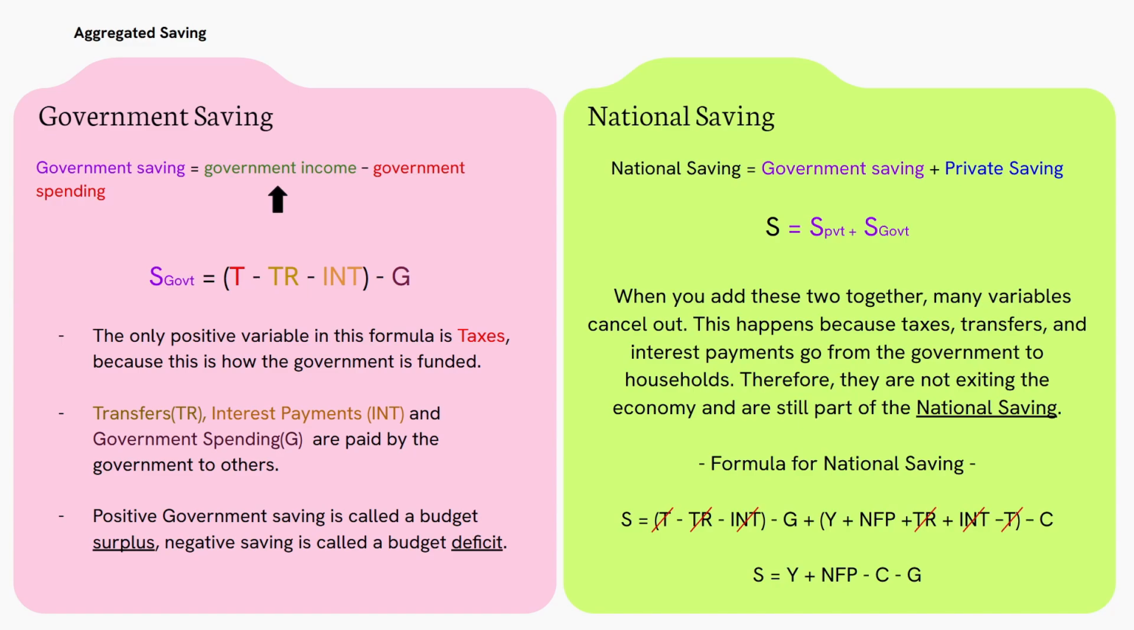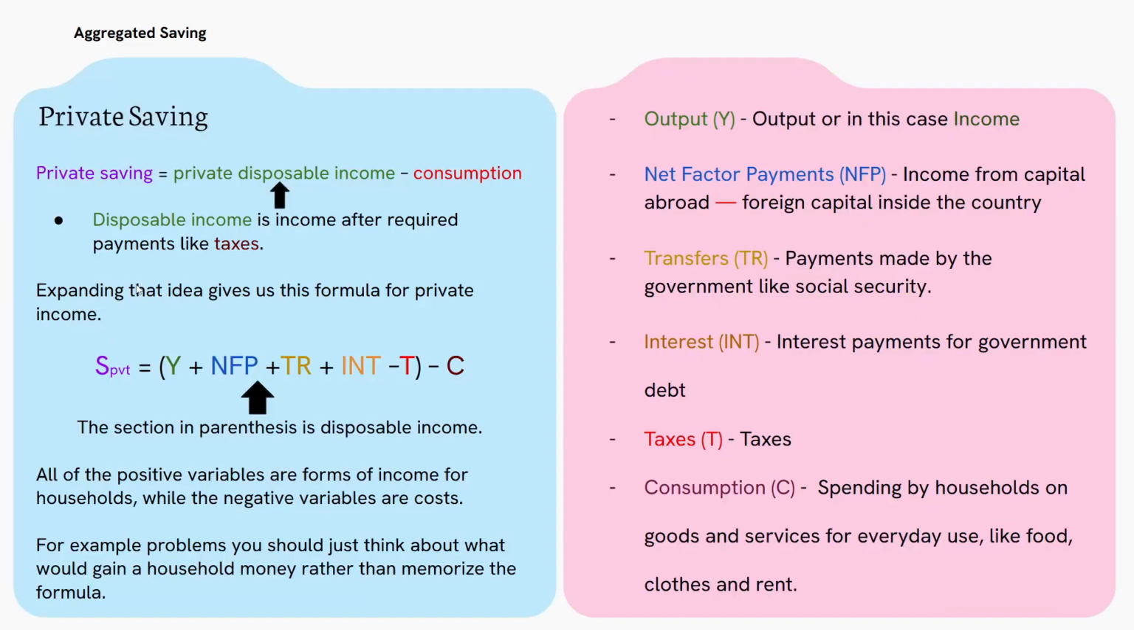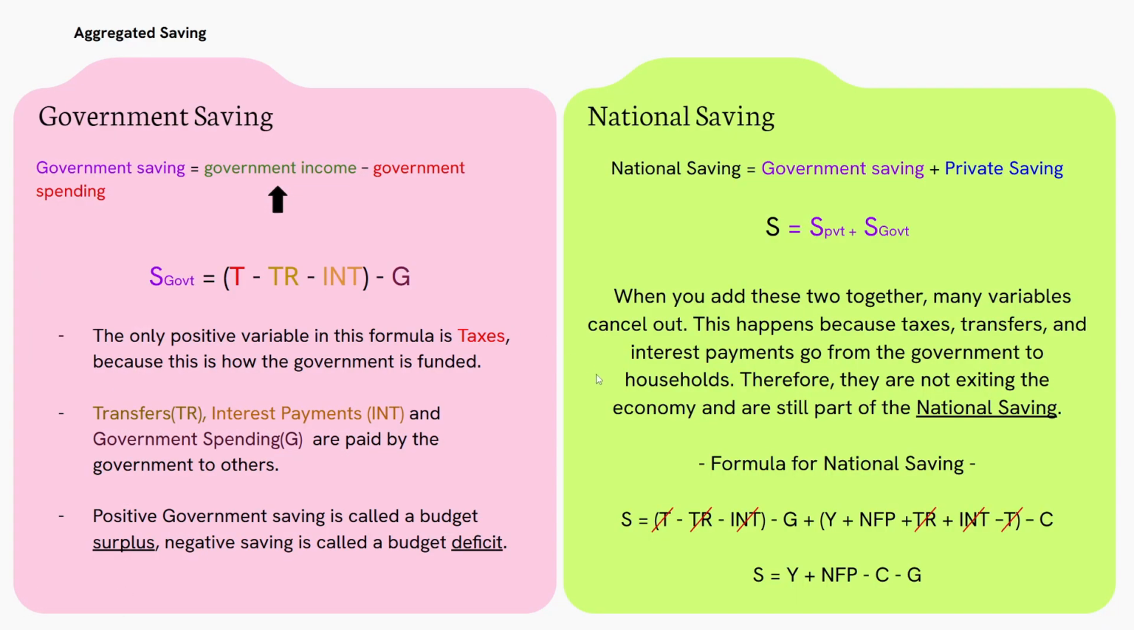And this makes a lot of sense when you think about it. And so when we're trying to calculate national savings, we're just going to add these two formulas that we talked about just a little bit ago. So the government savings formula here, and then the private savings formula here. And the good thing is that most of the variables in this formula cancel out.